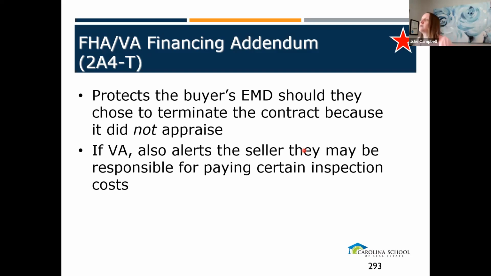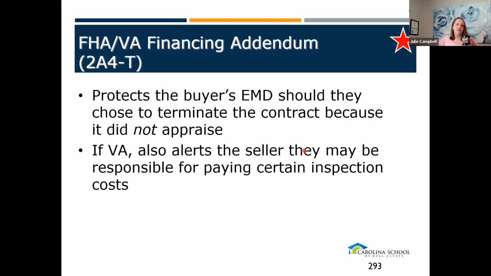We'll talk about this process. What does it mean if it doesn't appraise? What does that look like? We're getting to all that in our financing unit. The second piece of this addendum addresses if it's a VA buyer. Remember we said the VA requires a pest inspection, but they very rarely allow the buyer to pay for it. So this addresses that. This alerts the seller. You may be on the hook for some of these required inspections. Listing agents, have that conversation with your sellers because they need to know before they accept this offer if they're going to have to pay the pest inspection, well water, septic, any of that might be required by the VA.